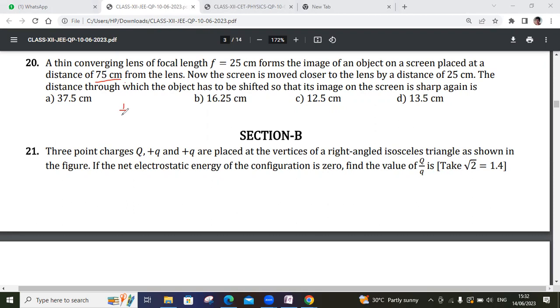So 1 by f is equal to 1 by v minus 1 by u. 1 by f is this. 1 by v is 75 minus 1 by u. So 1 by u will be 1 by 75 minus 1 by 24, which is minus 75 by 2. This will be your u1.